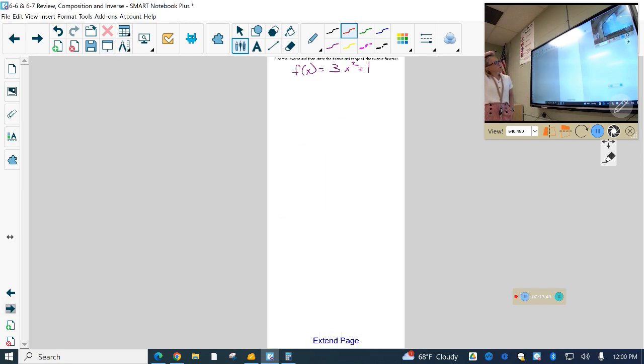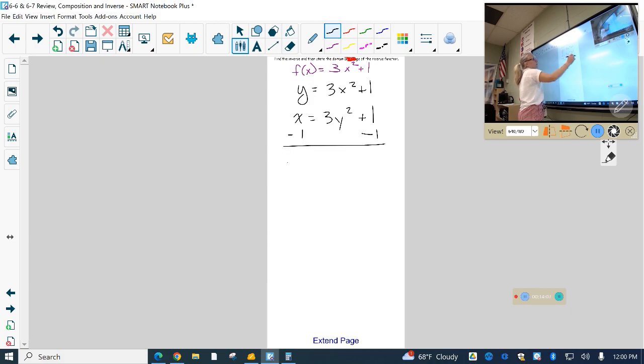All right, find the inverse and state the domain of the inverse function, not the range. We want the range. And is it one-to-one? So I'm going to change this to y. Okay, flip x and y. Solve for y, subtract 1. So I have x minus 1 equals 3y squared. And then divide by 3. Go ahead and distribute it. So we have 1/3 y minus 1/3 equals y squared.